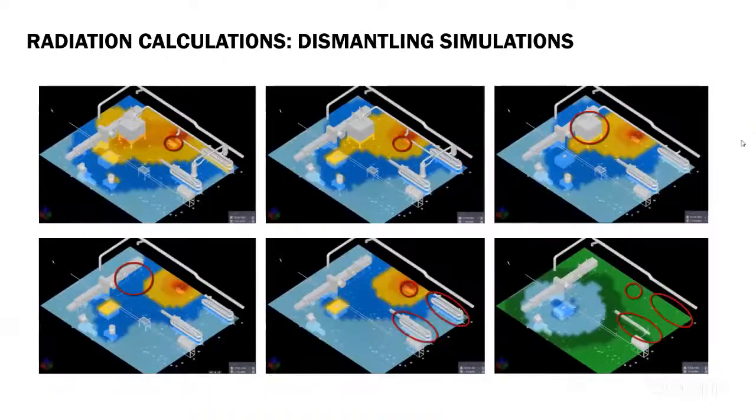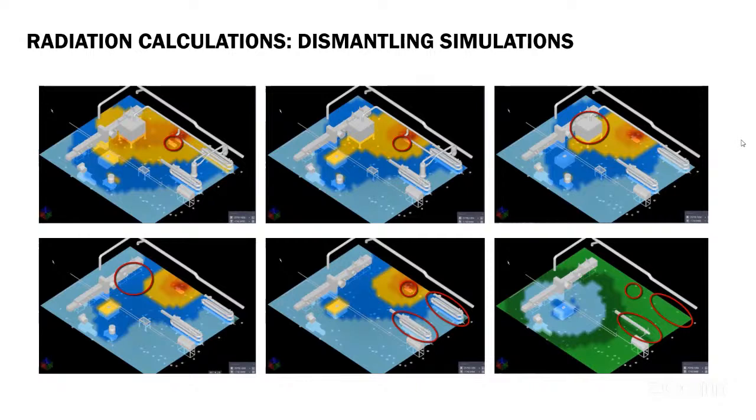And then we use this for making simulation in dismantling operation. Here you can see the 3D model with this dose rate field distribution. We have some radioactive equipment, which is a source. And then, one by one, we just delete these elements and see how our dose rate field will change.